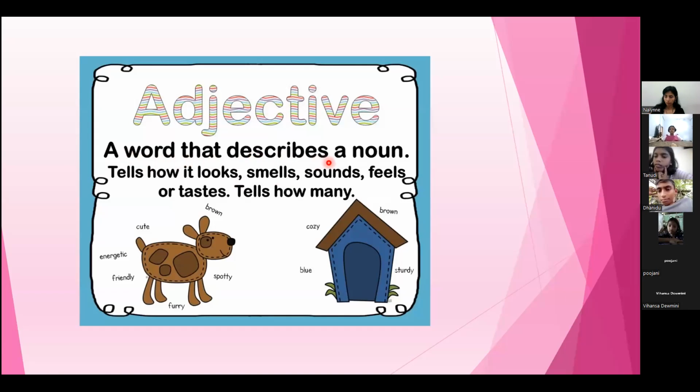An adjective is a word that describes a noun. We have learned all about nouns in the past four or five lessons, so we know very well what nouns are. Now we are adding on adjectives. An adjective describes a place, a person, a thing, or an animal. It tells us how it looks, smells, sounds, feels, or tastes. It can even tell us how many. Anything that gives us more information about a noun is an adjective.